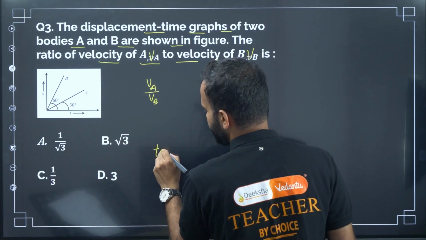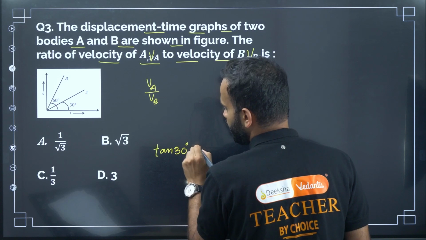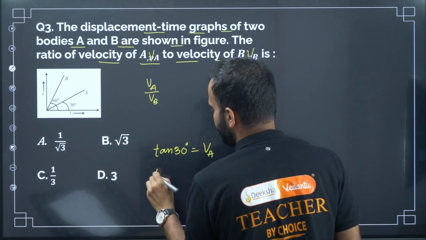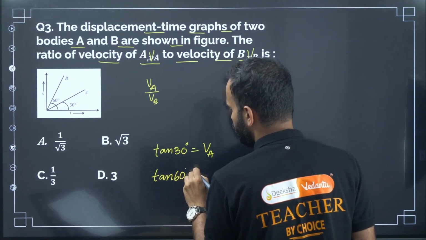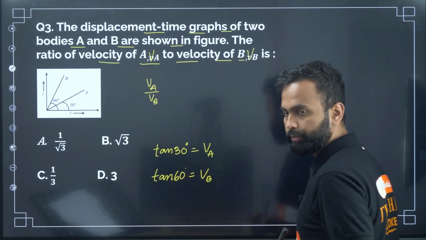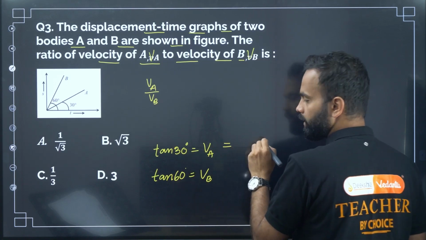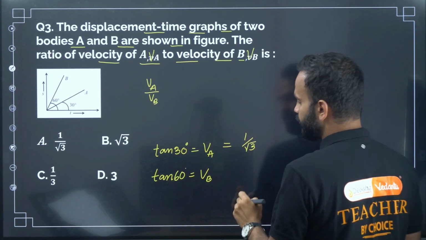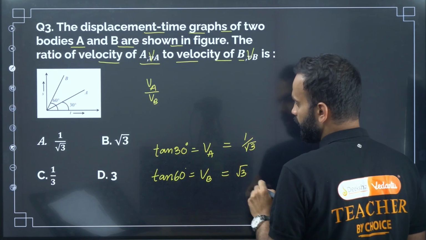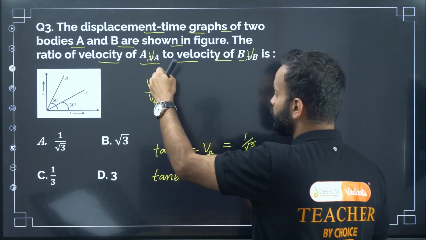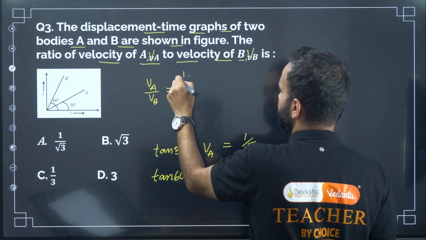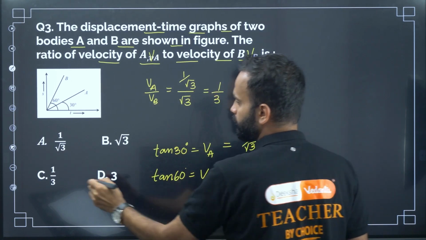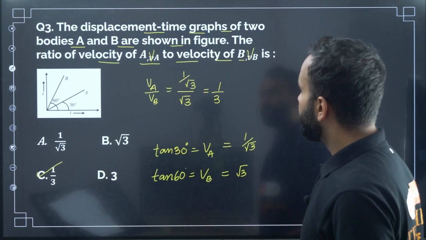The slope of A will be tan 30 degree, so that is the velocity of A. And tan 60 degree is the slope of B, which is equal to the velocity of B. Now tan 30 degree is 1 by root 3, and tan 60 degree is root 3. So the ratio of velocity of A to velocity of B will be 1 divided by root 3 by root 3, which is equal to 1 by 3. So the correct option is C. The next one, question number 4.